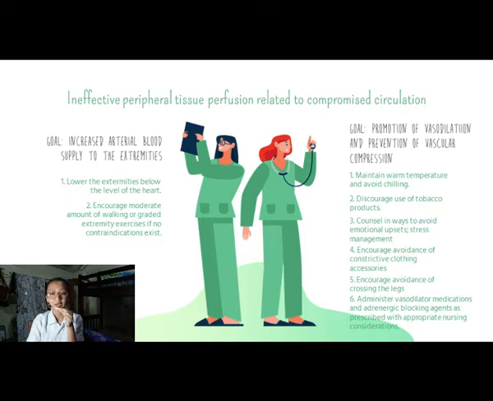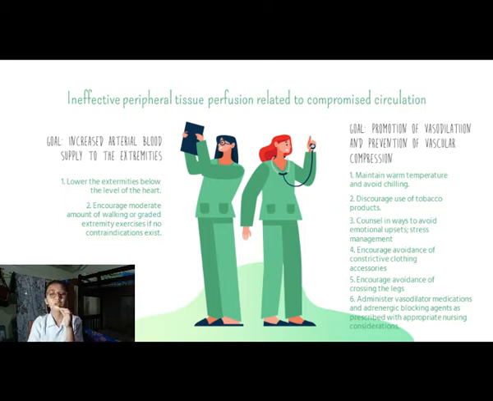For the second goal, we have promotion of vasodilation and prevention of vascular compression. First, patients should be kept warm and avoid cold temperature or areas, because the warmth promotes arterial flow by preventing the effects of chilling, which is vasodilation. And second, the nurse must discourage the patient from the use of any tobacco products, including e-juices that contain nicotine, because nicotine causes vasospasms, which impedes the circulation.